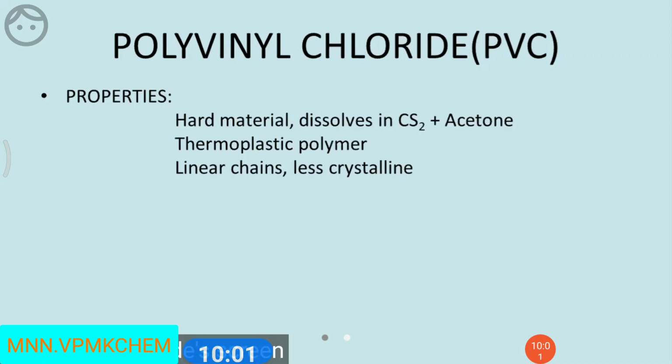It dissolves in a mixture of carbon disulfide and acetone. A thermoplastic polymer, it can be molded or remolded by applying heat and pressure. It is formed by a linear chain. It is less crystalline, or we can say it is partially amorphous in nature.